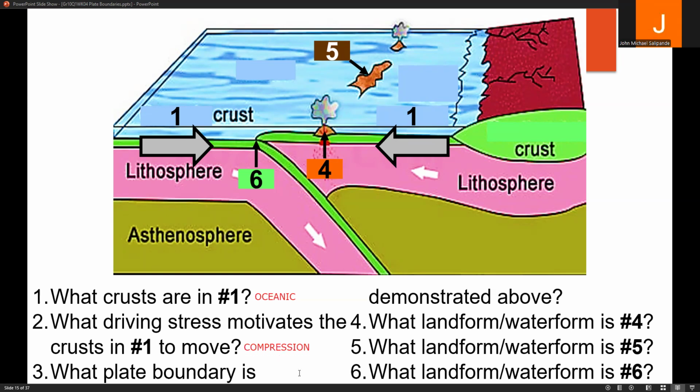All right. Number three, what plate boundary is demonstrated above? You have two oceanic crusts driven by compression. That's why the specific name of the plate boundary is oceanic-oceanic convergence.